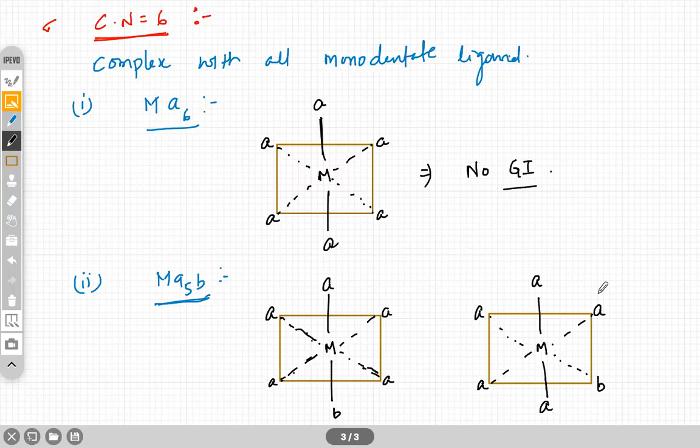Right, that's why whatever structure you write first or second, both are the same structure, right? Because the relative position is the same. You see, this B will be at a certain distance, and we have all these A's present. Here also we have the same kind of thing, right? Hence, both molecules are identical, same molecules, and we do not have geometrical isomerism possible in this kind of complex.